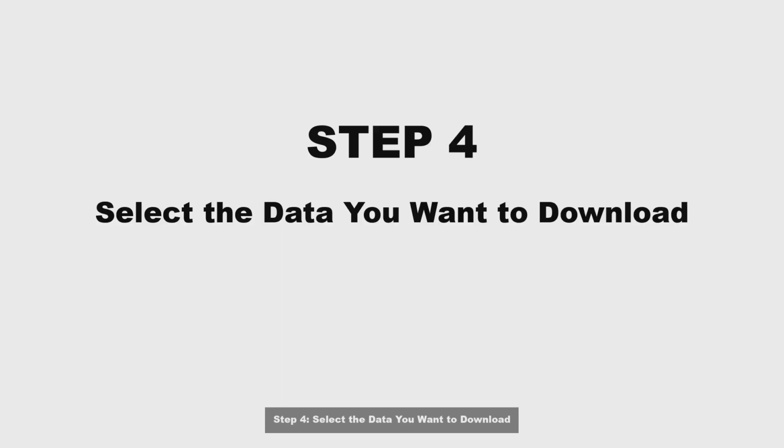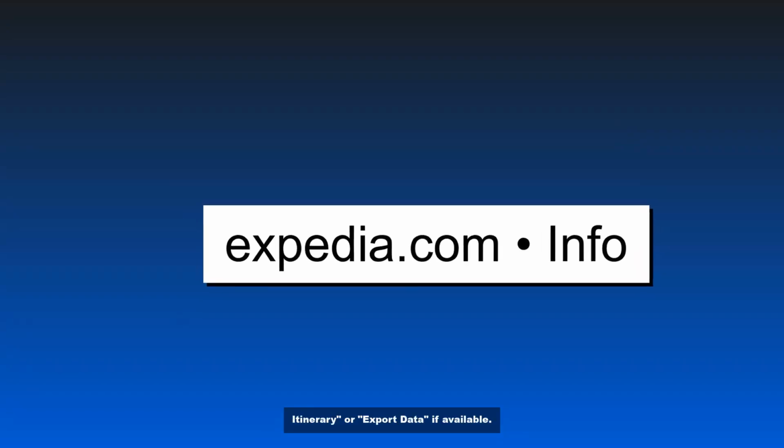Step 4. Select the data you want to download. Choose the specific booking or data you wish to download. Look for options like download itinerary or export data if available. Click on the appropriate link to proceed.